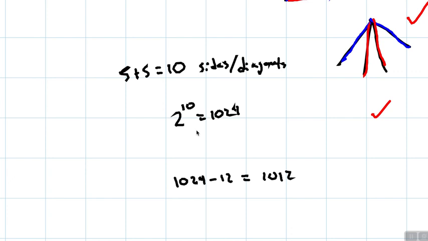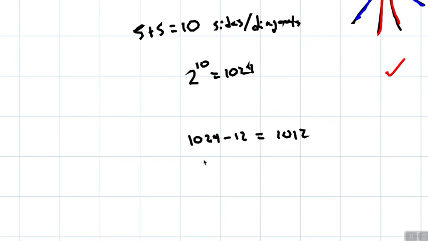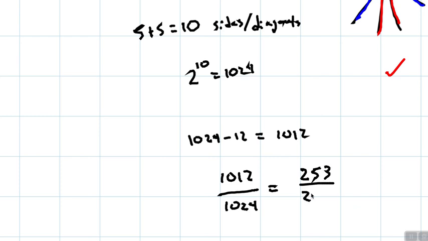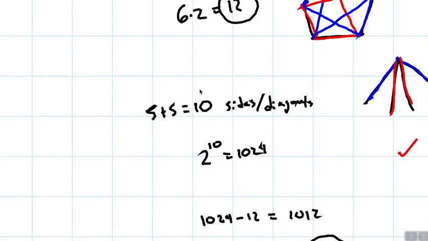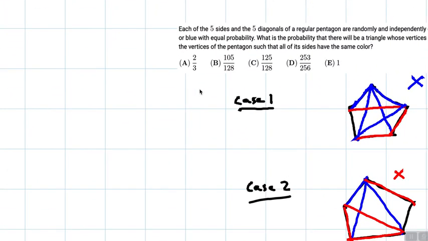And so what we're trying to find is the probability of, when you color this regular pentagon, at least one triangle being the same color. So that probability is going to be there are 1012 ways to do that, and 1024 possible ways to color the regular pentagon. And reducing that fraction, we get 253 over 256 for the probability we are looking for. So the answer is choice D.